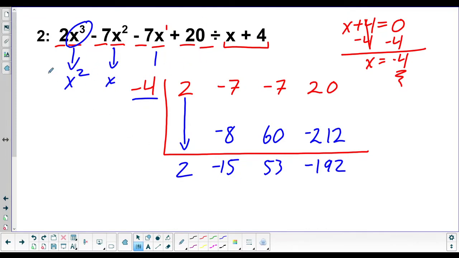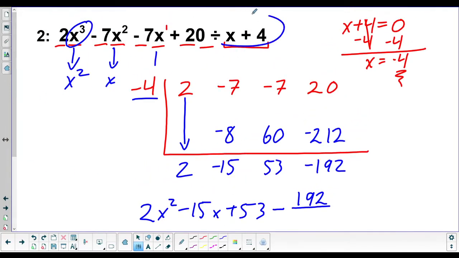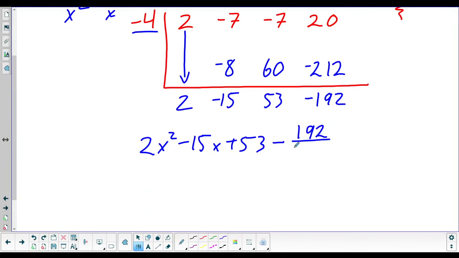Okay? But we're starting with x squared. So we just start putting on x's, decreasing the exponent 1 each time. So we have 2x squared minus 15x plus 53, no x's. And now we need to talk about how to write the remainder. You're going to take the sign, and you're going to make a fraction. Put the number on top. Put the thing you divided by on the bottom. This is your answer.